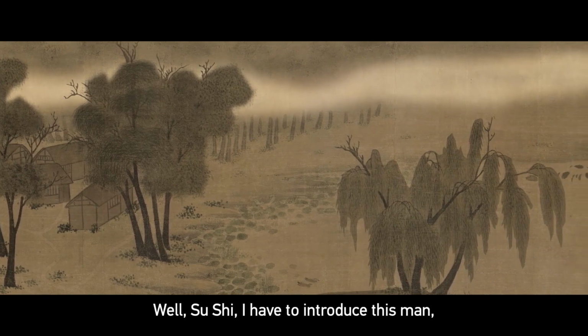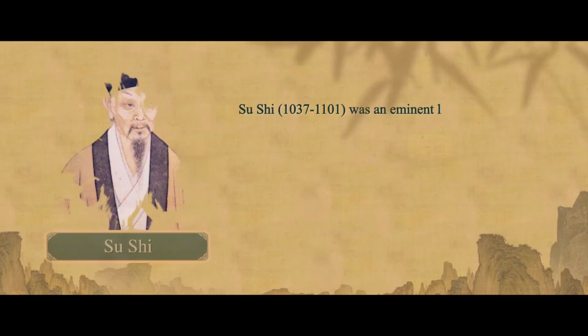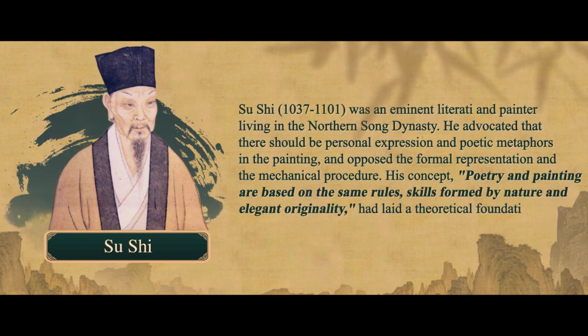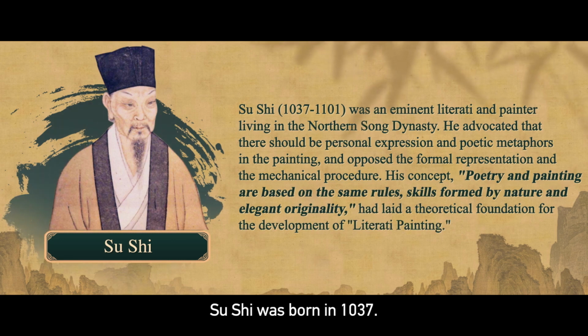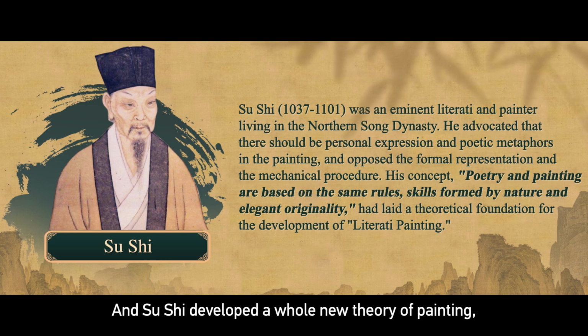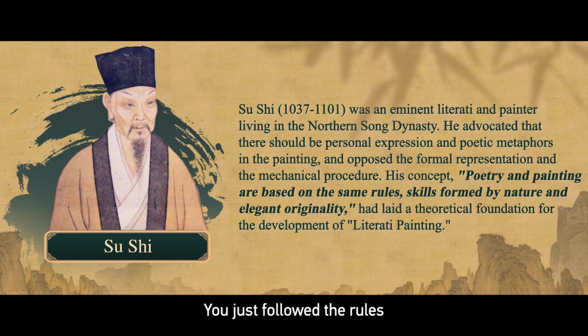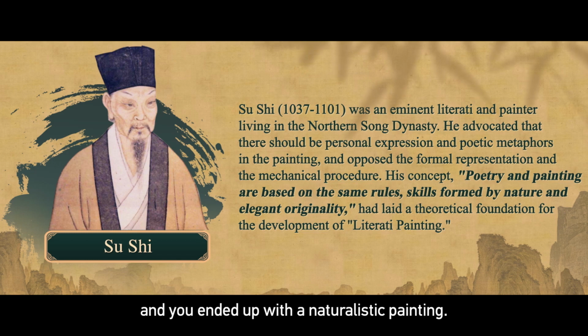Well, Su Shi, I have to introduce this man because he's so influential and important. Su Shi was born in 1037. He was good friends with Zhao Lingrang. And Su Shi developed a whole new theory of painting. And in his theory of painting, he felt that naturalistic painting was fine, but it was too mechanical. You just follow the rules and you end up with a naturalistic painting.